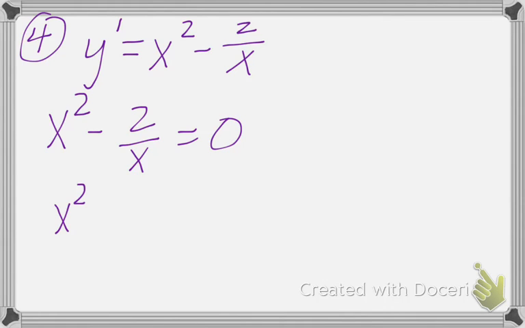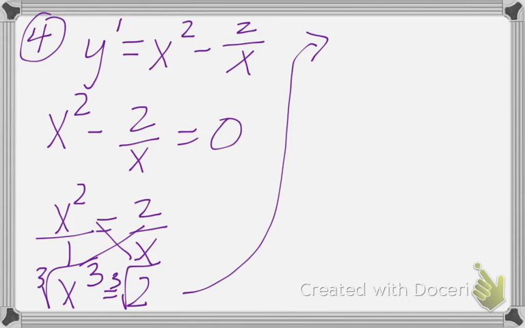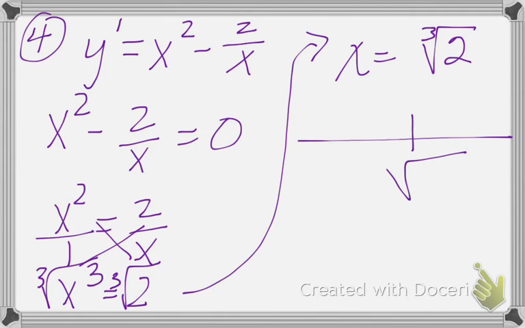Bring the negative term to the other side. Cross multiply, and we get x cubed equals 2. So if you take the cube root of both sides, you will get x equals the cube root of 2. Okay, we're going to make a wiggle graph. And for increasing, decreasing, that's the first derivative.